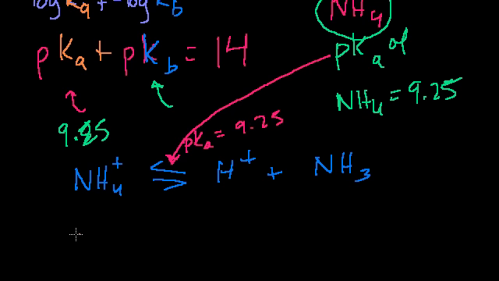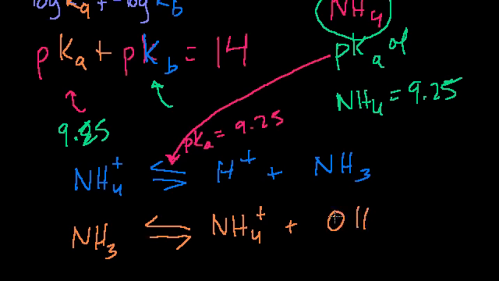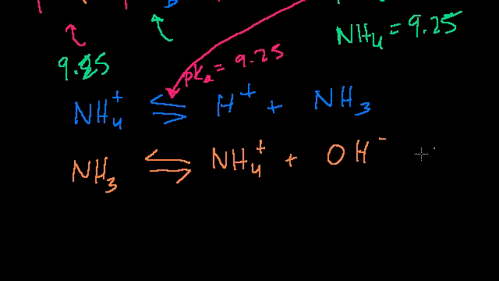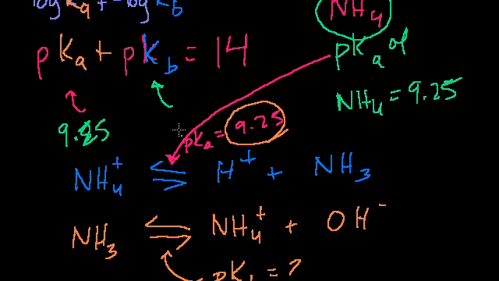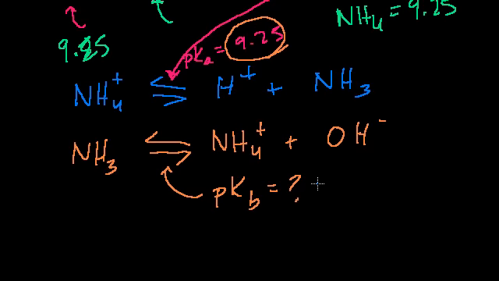And if I had the reverse reaction, the conjugate base reaction, where ammonia converts to ammonium plus, it grabbed that hydrogen proton from a water molecule. If I wanted to figure out the pKb, the negative log of the equilibrium constant for this reaction, what is it? Well, this one's 9.25, and 9.25 plus this pKb have to be equal to 14. So what's 14 minus 9.25? It's 4.75. So we immediately know the equilibrium constant for the conjugate base reaction.